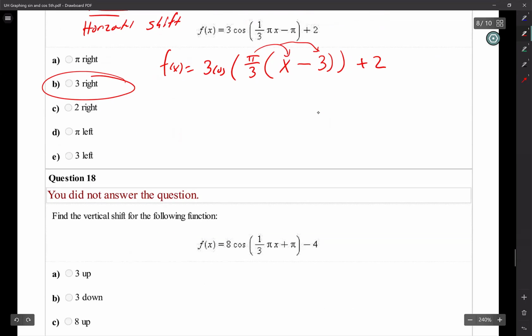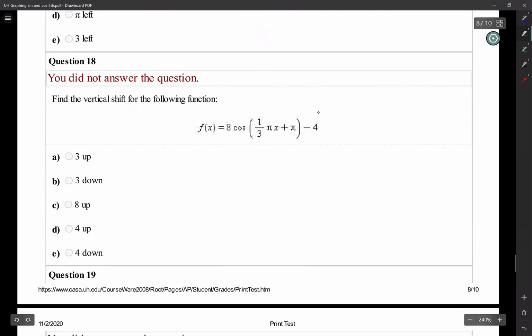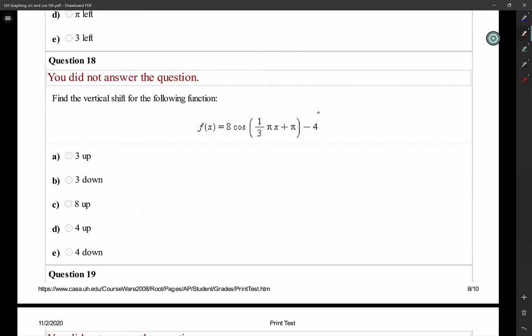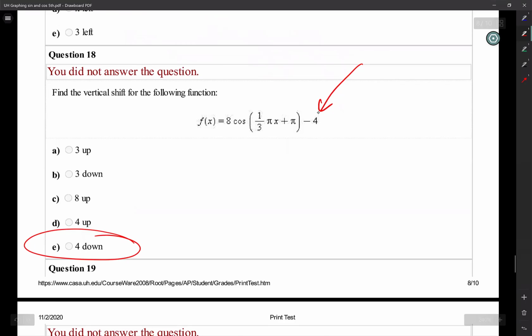And then again, question number 18. You guys have been doing this since 7th grade. It says find the vertical shift. That just means how much does it go up or down. All you got to do is look for this number down there. So that -4 means that it went 4 down. I don't see you guys having any problems with those because you've been doing that since 6th or 7th grade.